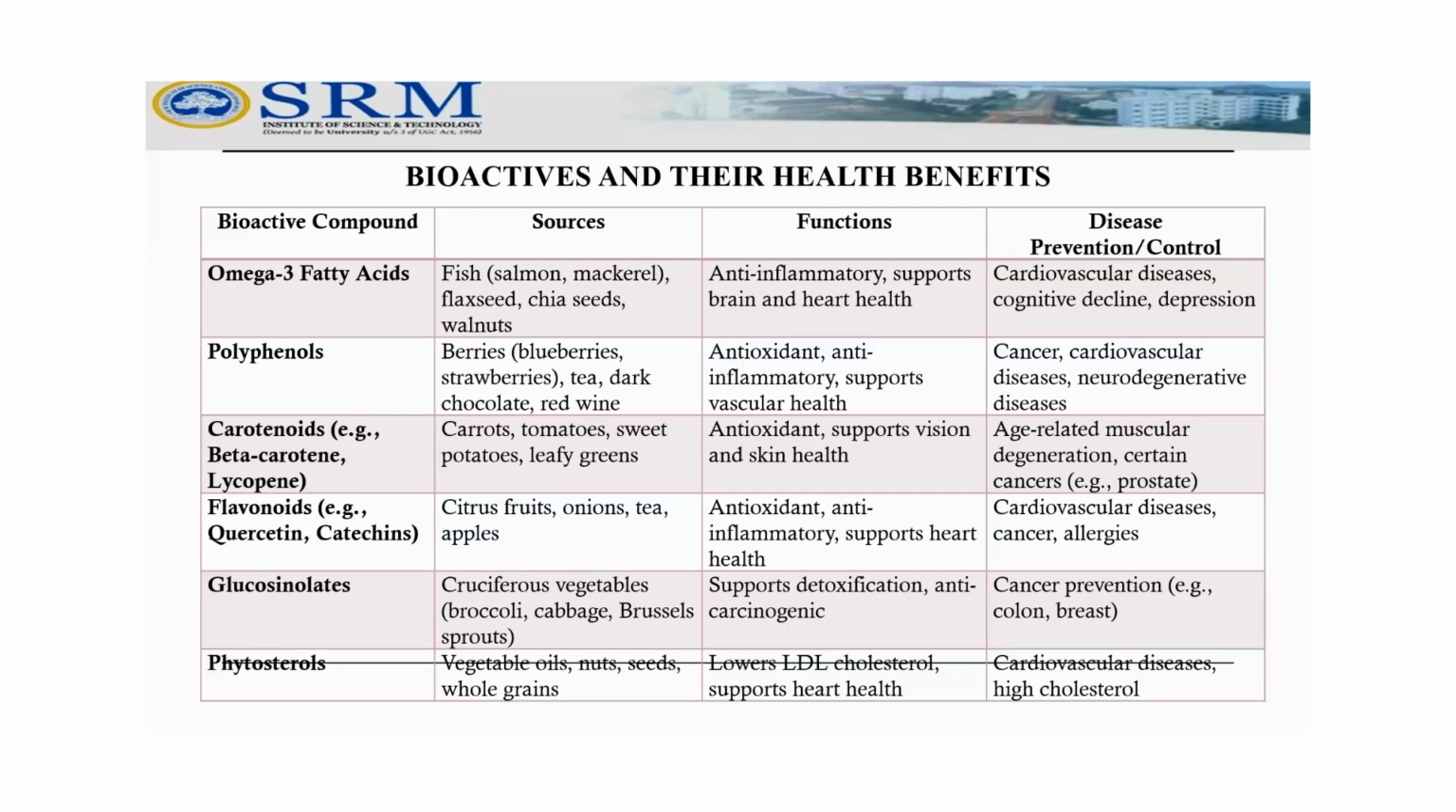The function is anti-inflammatory, supporting brain and heart health, which will prevent cardiovascular diseases, cognitive decline, as well as depression. Similarly, we have polyphenols, carotenoids, flavonoids, phytosterols. These are substances obtained from various sources, from berries, carrots, citrus fruits, cauliflower, vegetables, and the functions include many antioxidant activities.